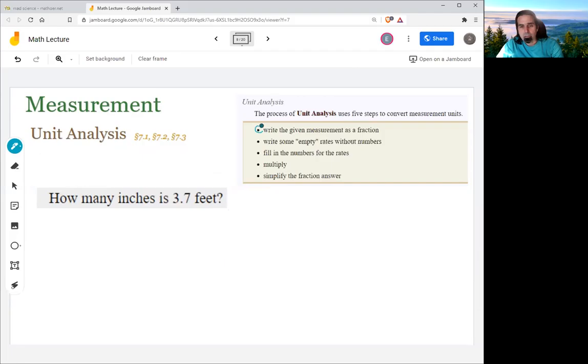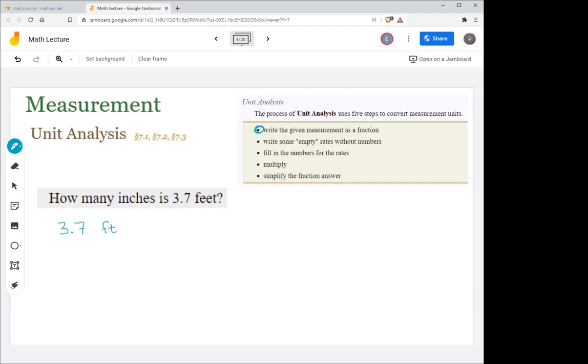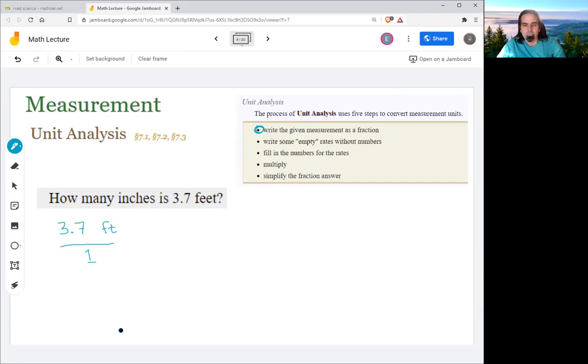My first step is to write whatever they give you as a fraction. Maybe they give you a rate, 30 miles per hour, and then you could write 30 miles, fraction bar, and then underneath 1 hour. But often they don't give you a rate, so I have to take my 3.7 feet and make it a fraction. How do I turn a normal number into a fraction? Put a one under it? Yeah, put a one under it. So I've done that. I've taken what they gave me and I've written it as a fraction.